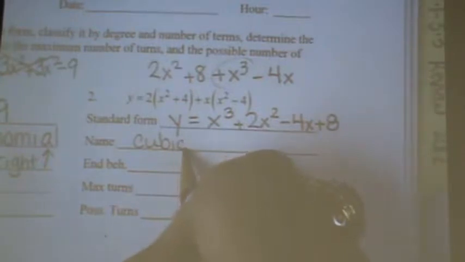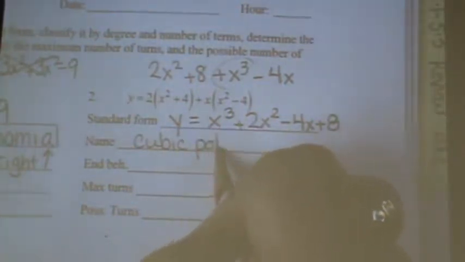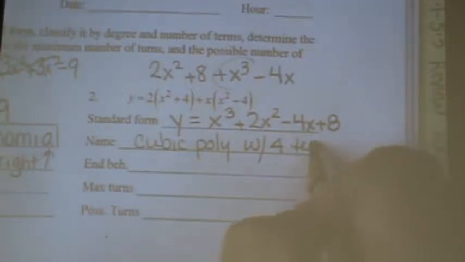So tell me what this is. It's a cubic polynomial with 4 terms. The only ones you need to name by the number of terms are monomial, binomial, and trinomial. Once it's past 3, you just say how many terms.